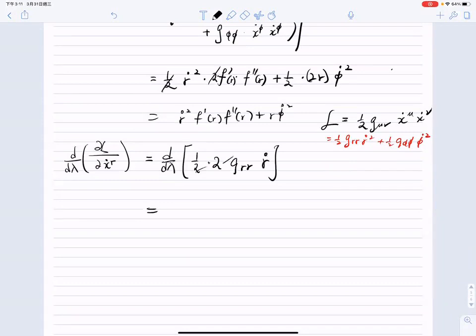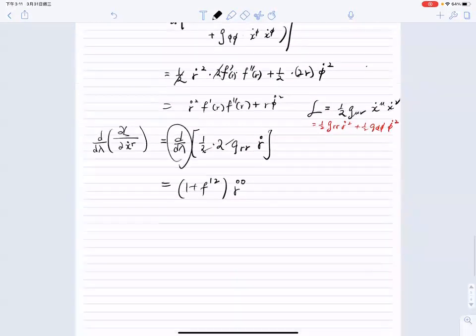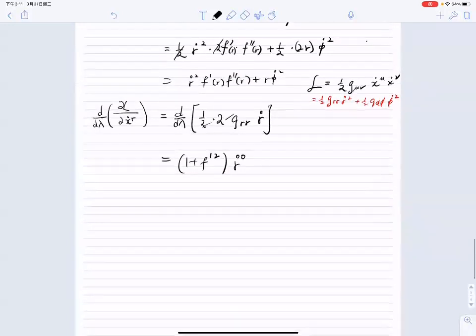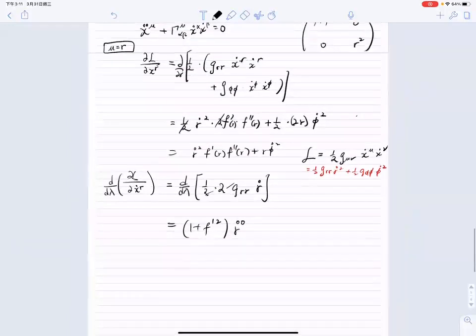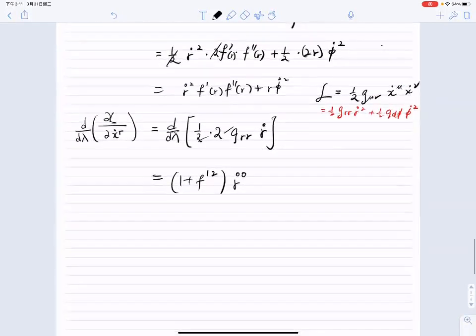Finally, it would become 1 plus f prime squared times r double dot, because of the one more derivative with respect to lambda. All right, now we have an Euler-Lagrange equation. You know I'm doing this very, very slowly. Make sure you guys can follow me.